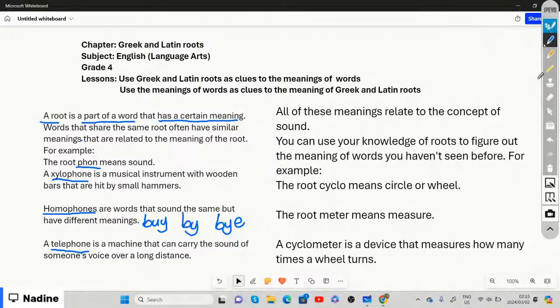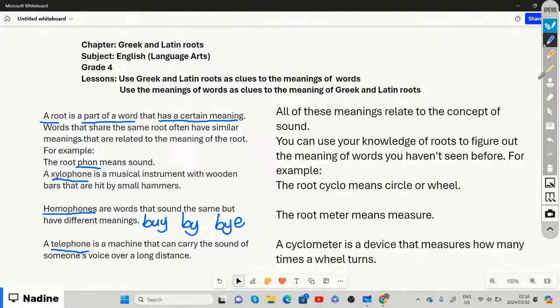All right. So we say that these words relate to the concept of sound, and you can use your knowledge of roots to figure out the meanings of words that you haven't even seen before, right? For example, the root cyclo means circle or wheel.